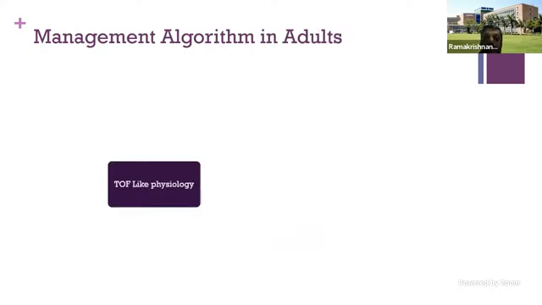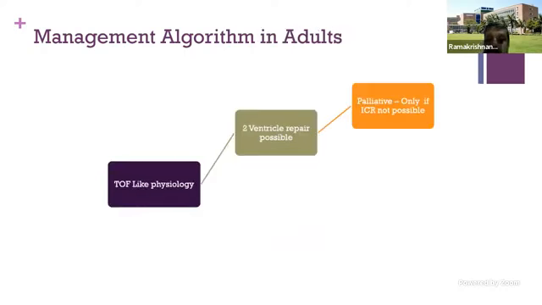What is the management algorithm in adults? It's extremely rare that we do a palliative repair. Mostly patients undergo an intracardiac repair. And even if a conduit is needed, most of the adults undergo conduit repair. So in very, very rare conditions, we have done palliative repairs.